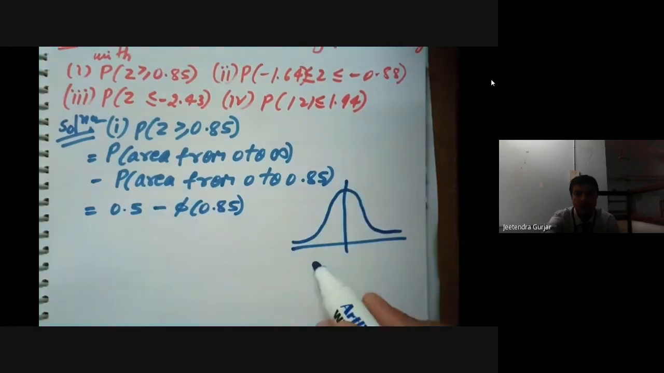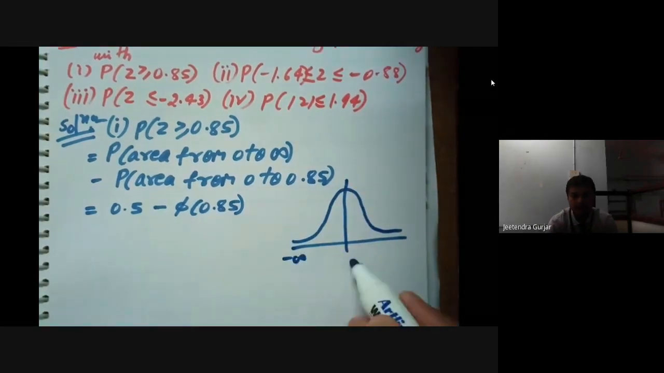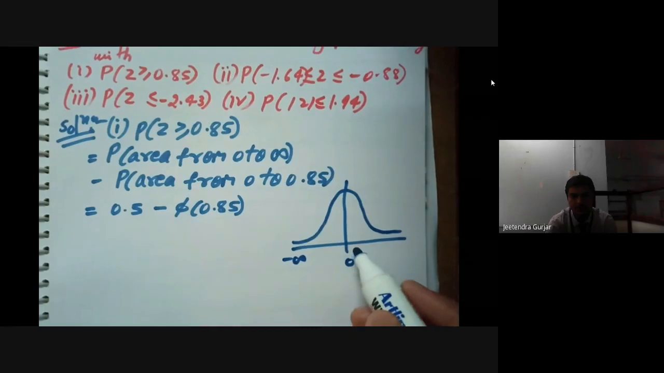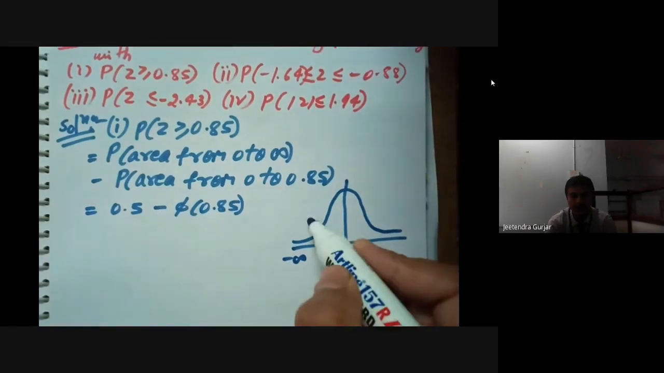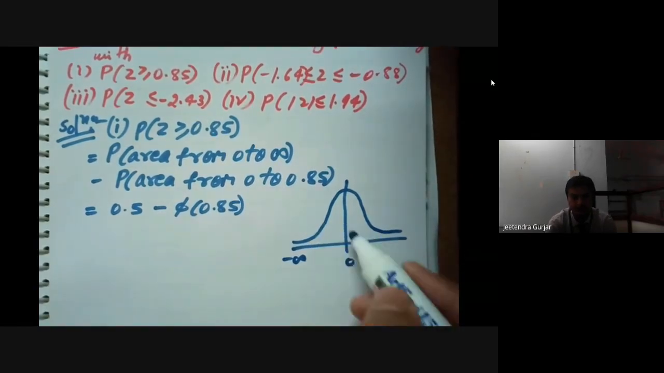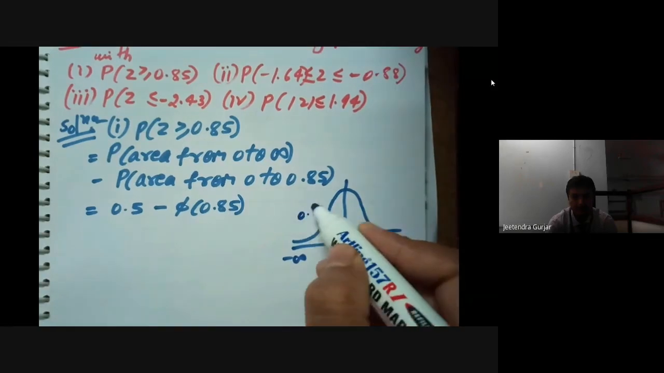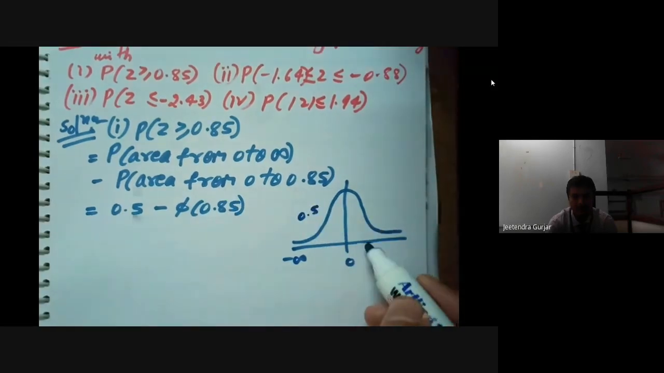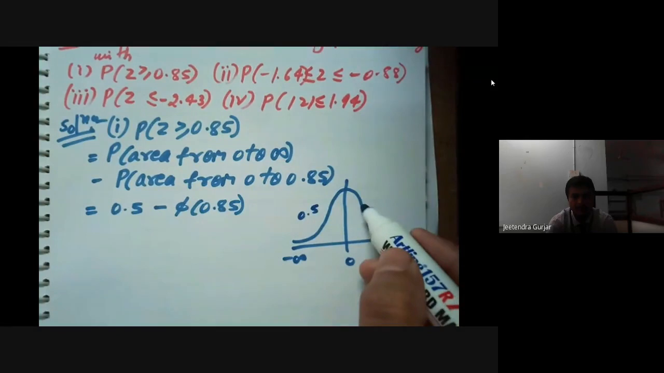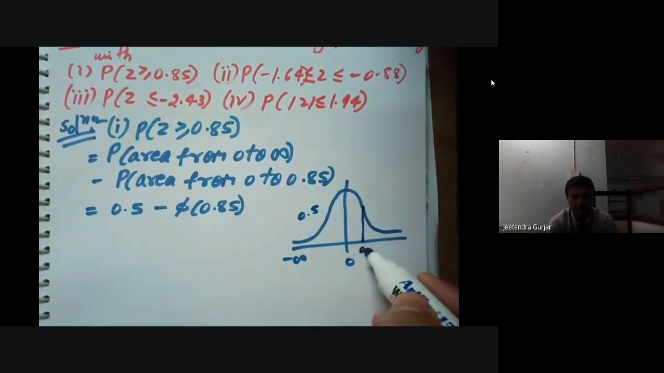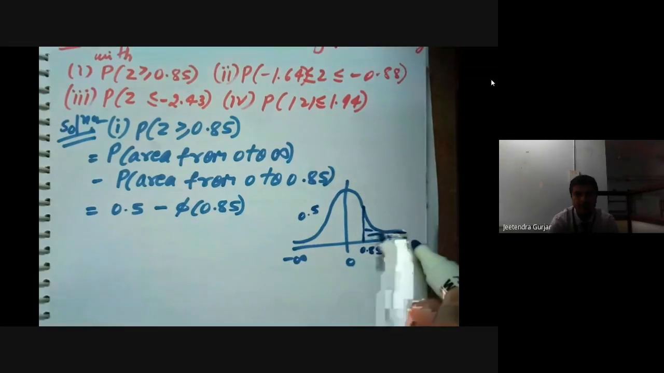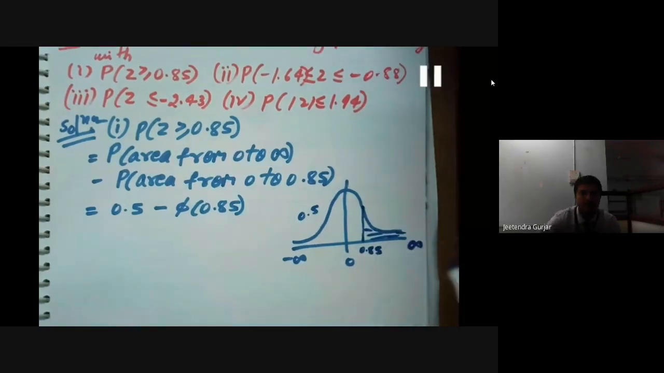So already I have told you here I'm going to take minus infinity to 0 in the curve. Graphically you can see very easily. I'm going to find the area. So here it will be 0.5. This area I'm going to take as 0.5. So here I'm going to plot the point 0.85. This area I want to calculate till infinity.